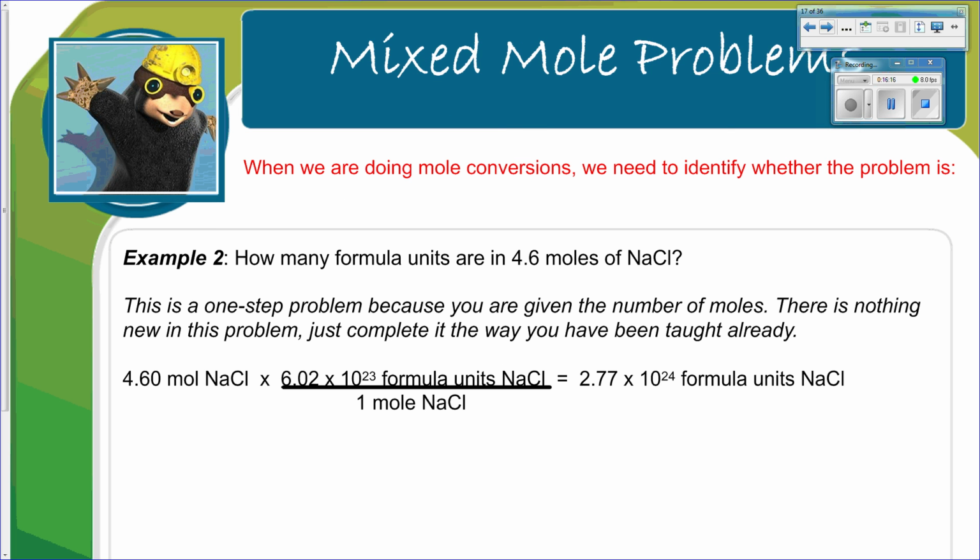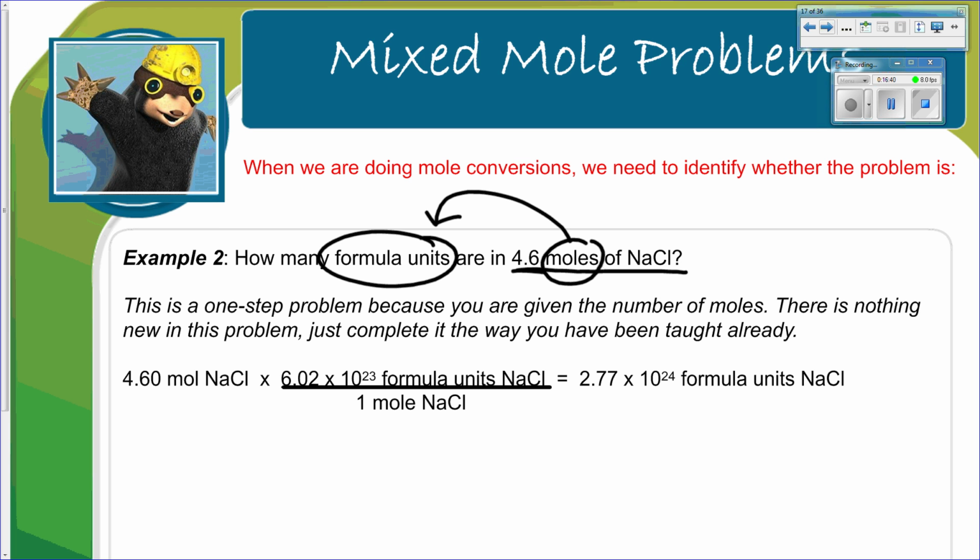So here's another one worked out for you just so you can see it. In this case, you're starting with 4.6 moles and you're going to formula units. And this one's actually just a one-step problem because you're given the number of moles. Remember, that's how you can tell the difference. If you don't see moles in the problem, that means you probably have to use moles as the middleman to go from one end of the spectrum to the other. In this case, since you have moles, you can go directly to what you're looking for.